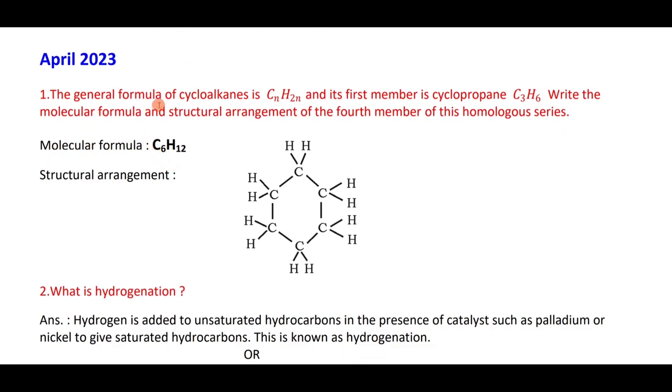The general formula of cycloalkane is CnH2n and its first member is cyclopropane. Write the molecular formula and structure of the fourth member of this homologous series. First member is cyclopropane, next is cyclobutane, next is cyclopentane, next is cyclohexane. So C6H12 is the fourth member.